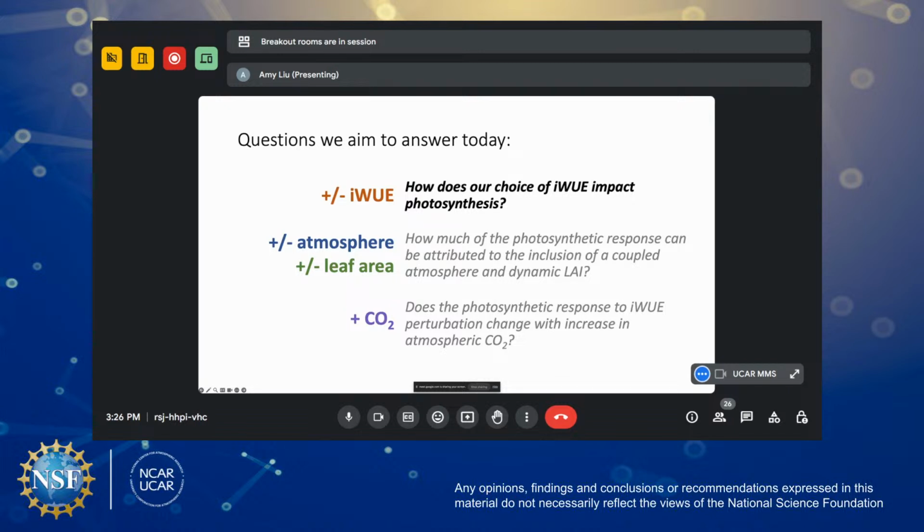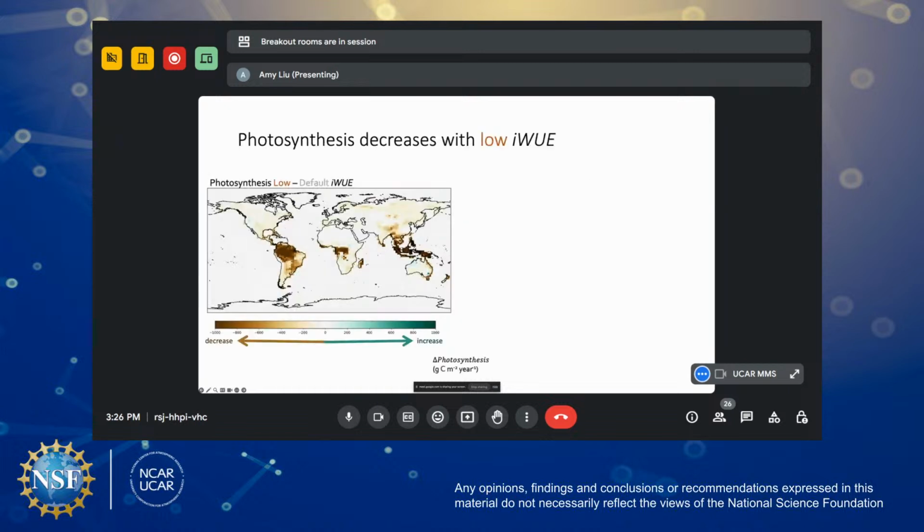So we're going to walk through how a low and high perturbation would impact photosynthesis, starting off with the low intrinsic water use efficiency perturbation. We would expect a decrease in photosynthesis if we think about the intrinsic water use efficiency equation again, photosynthesis over stomatal conductance. If we decrease intrinsic water use efficiency and hold stomatal conductance constant, just to have a conceptual understanding or expectation of what we would see, we would expect photosynthesis to decrease. And that is what we see in our results.